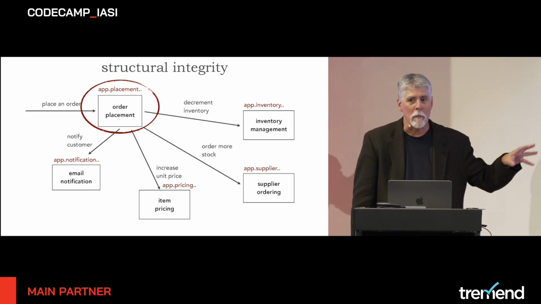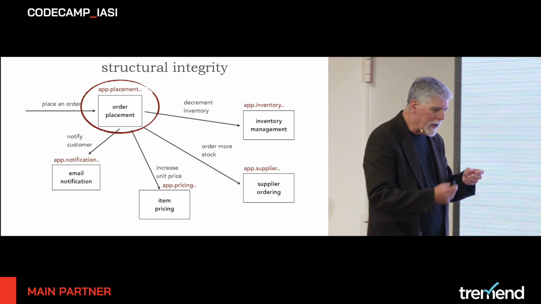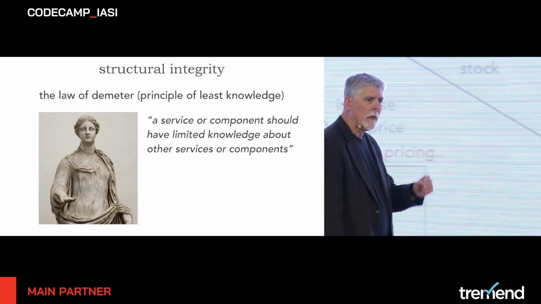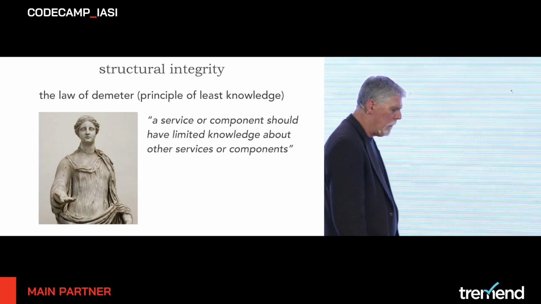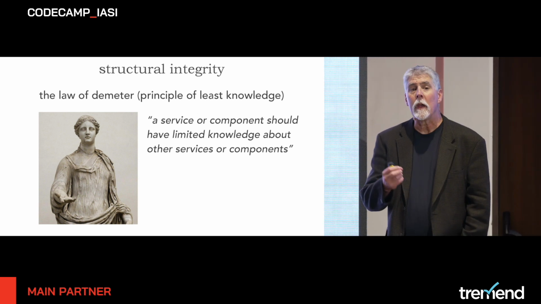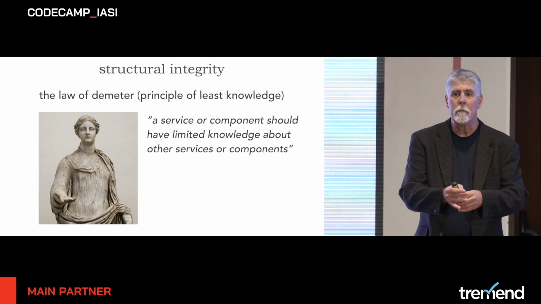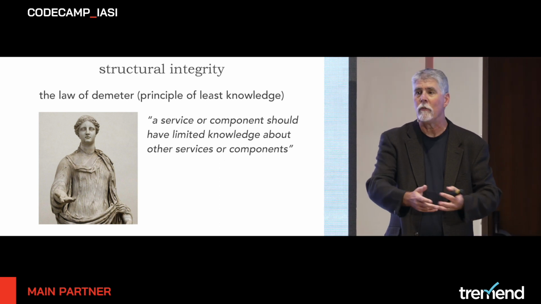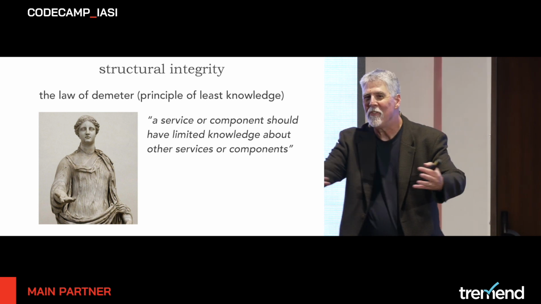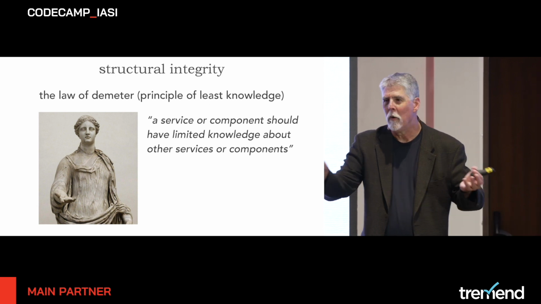So, how do I decouple the system? Well, to decouple systems, to create looser coupled systems, there's something called the law of Demeter, also known as the principle of least knowledge. The law of Demeter comes from the goddess Demeter. The goddess Demeter was the goddess of agriculture. She produced all the grains for everybody in the world. But she had no idea what they did with them, and she didn't care. I've got one job, no other knowledge.